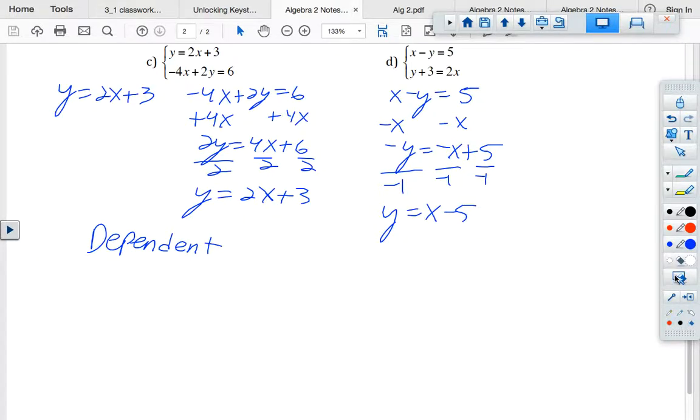Rebecca, next one. Subtract 3. So y plus 3 equals 2x. You subtracted 3 from both sides. y equals 2x minus 3. All right. What do we look for? Same or different slopes? Different. So what's the answer? Independent. Excellent.